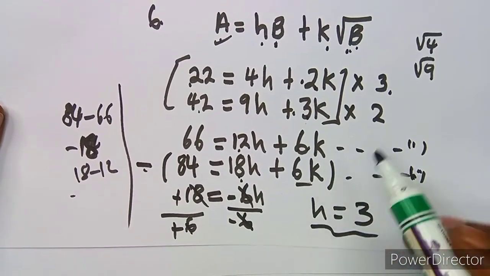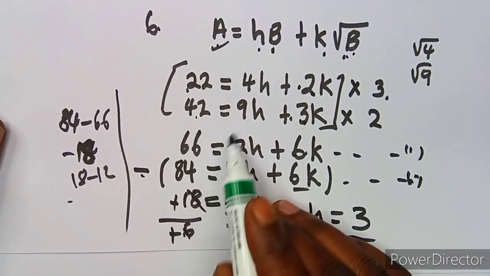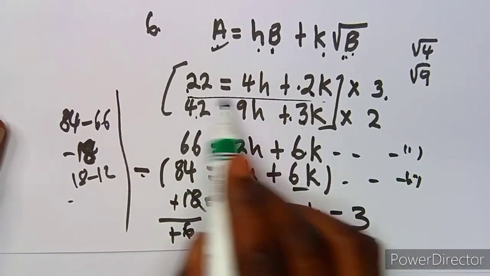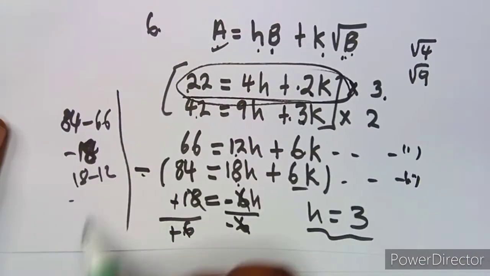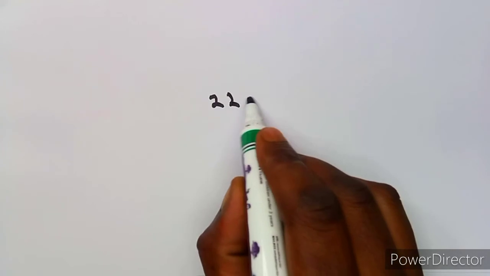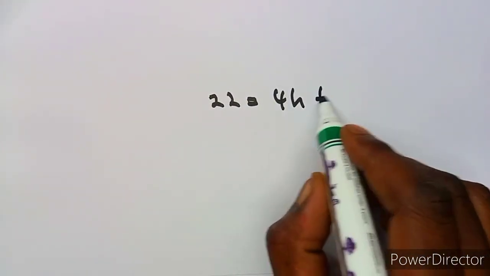I need to find k, so I can substitute into any of these equations, but I can just use this simpler one. I can just choose from these equations. Okay, so I've got 22, which is equal to 4h plus 2k.